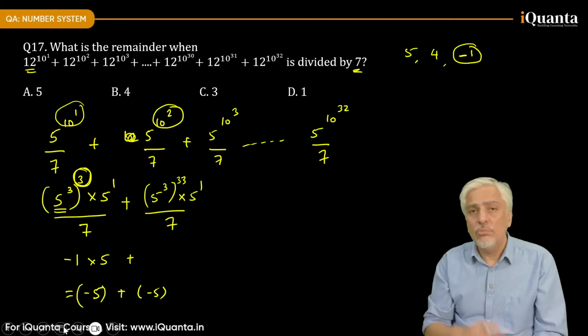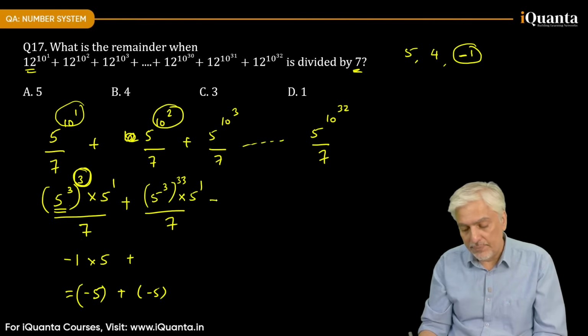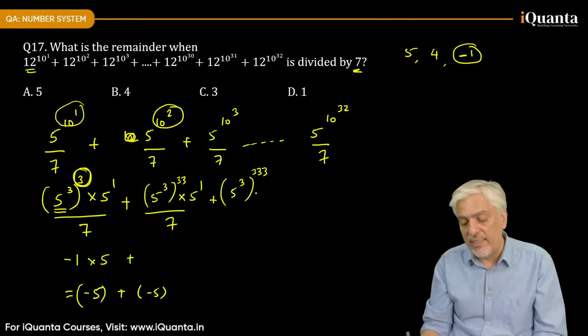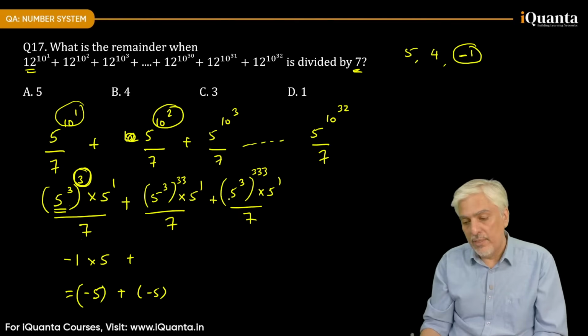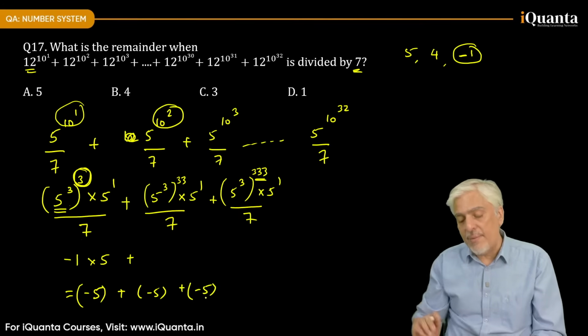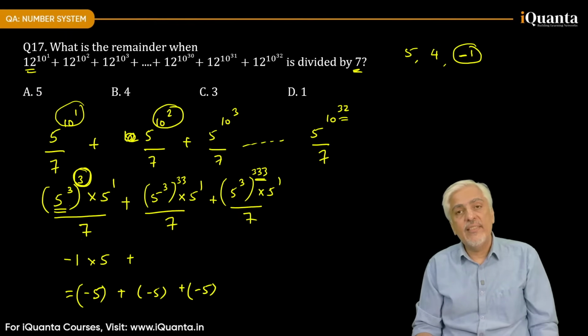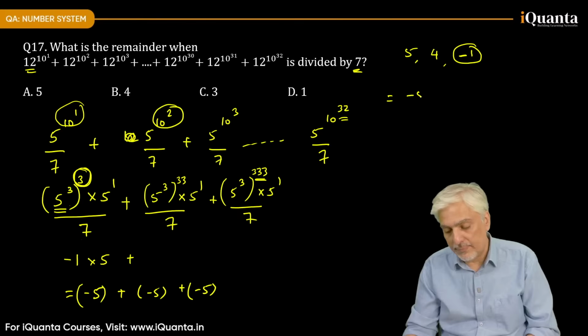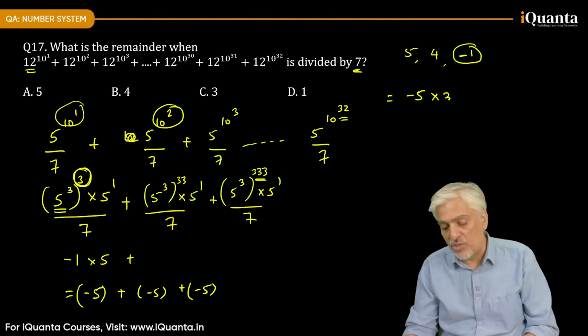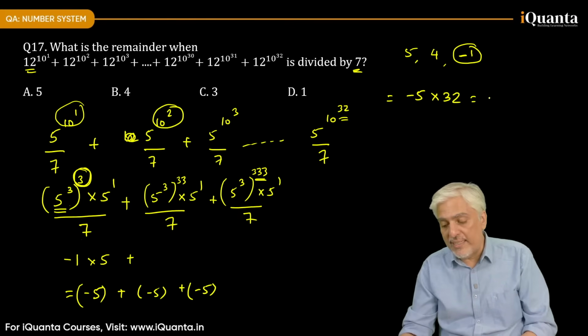Let me check one more time so I will be sure that -5 comes every time. 5 raised to 3 raised to 333 into 5 raised to 1 divided by 7. Same logic again. 5 raised to 3 divided by 7, remainder is -1. -1 raised to odd is -1, into 5 is -5. So every time I'm going to get -5, obviously. How many times? 1, 2, 3, up till 32. So I'm getting -5, 32 times, which is -160.